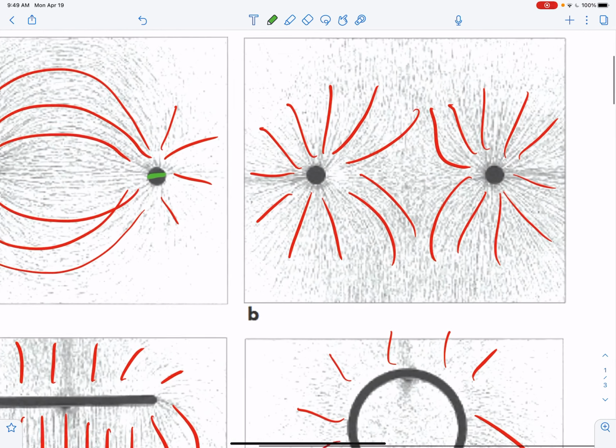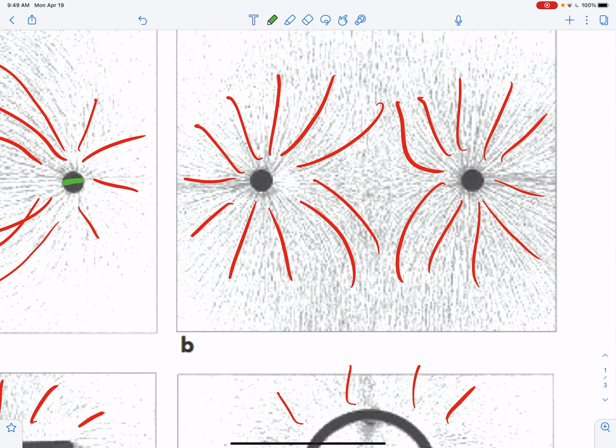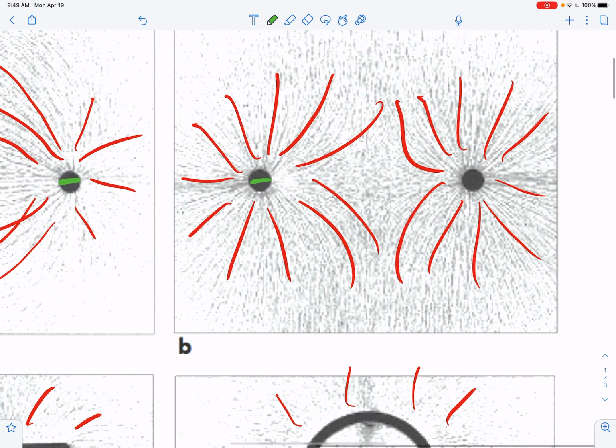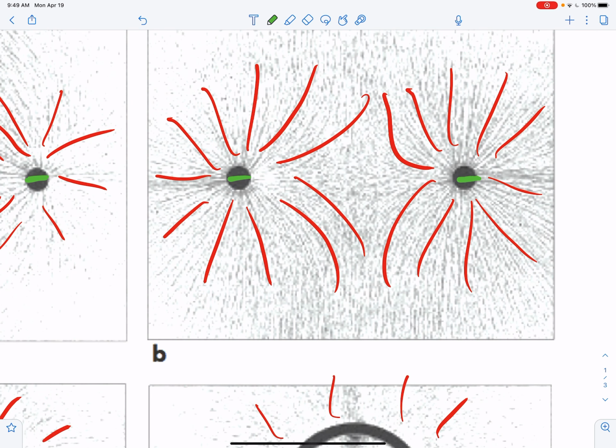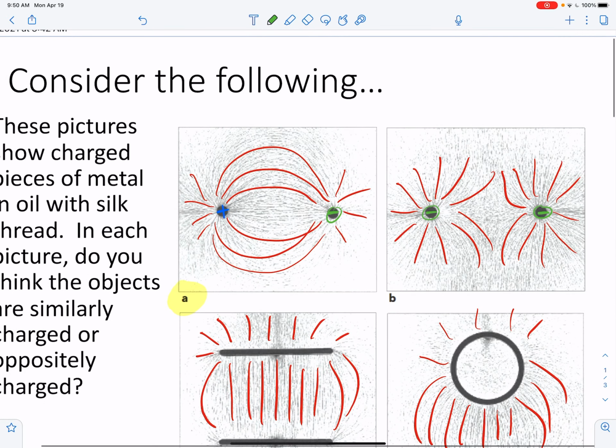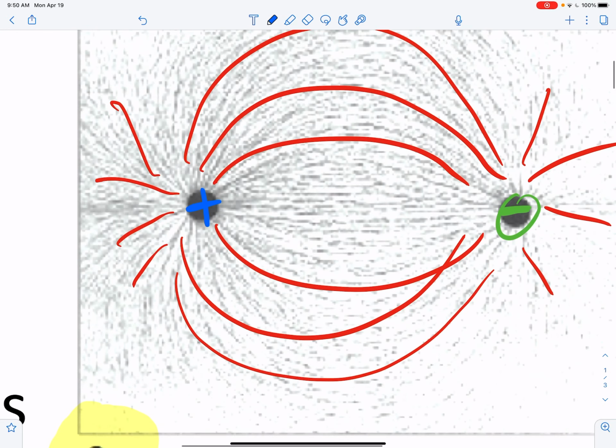In the second picture, though, we see a repulsion. The silk thread lines are not intersecting. They're trying to get away from each other. So either both dots are positively charged or both dots are negatively charged. It could be either. I don't actually know, so I'm just going to pick one. Let's say that they're both negatively charged. And I'll go over here and circle them.